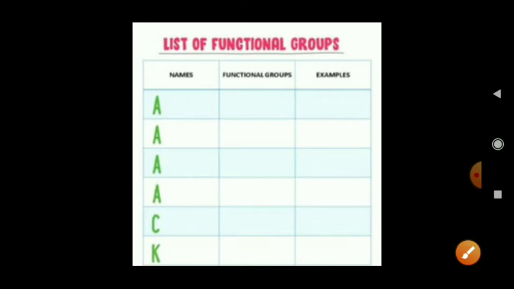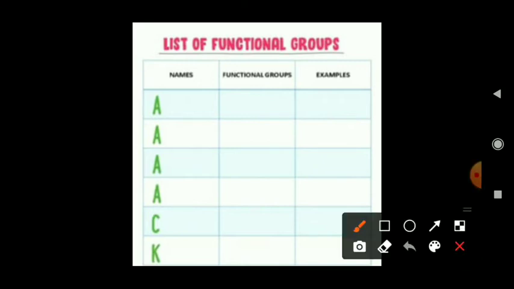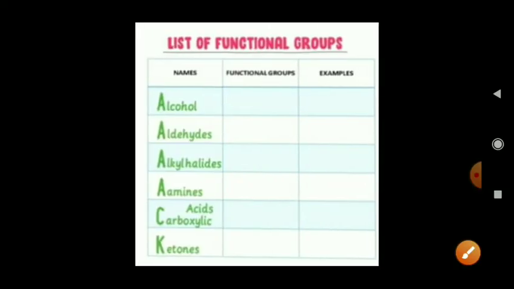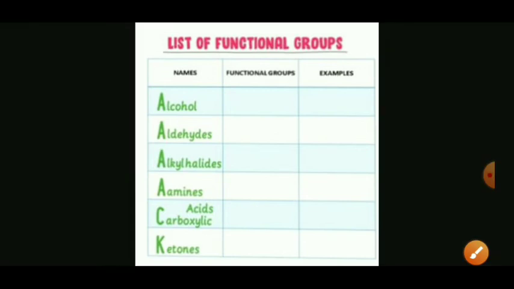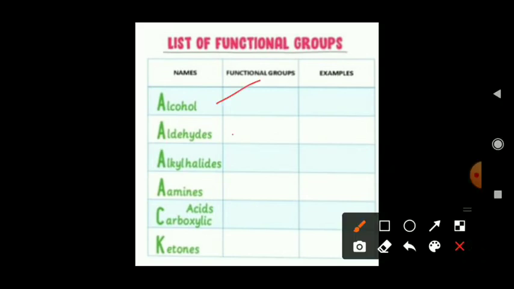The 6 famous and very important functional groups start from 4 times A and CK. 4 times A stands for: first A for alcohol, second A for aldehyde, third A for alkyl halides, or we can say generally haloalkanes, then the fourth one, amines, then carboxylic acids and ketones.